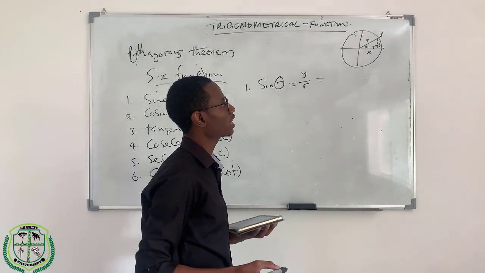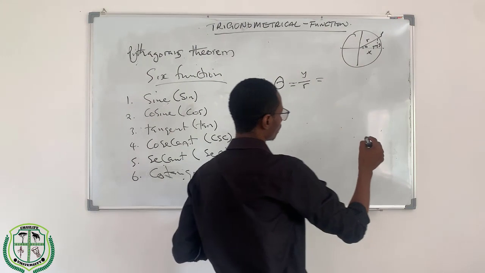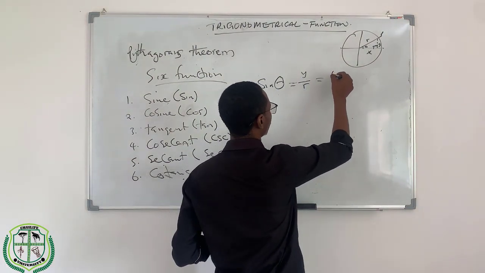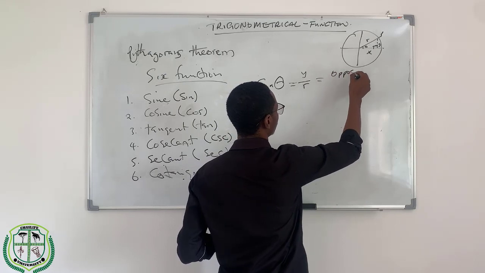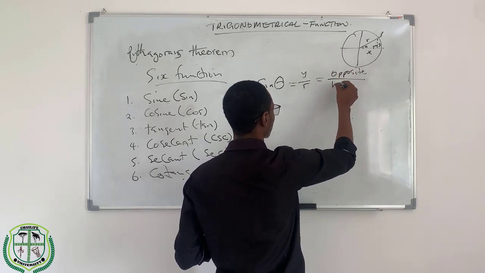And what is our y? Our y is the opposite side. Y is the opposite over r, the hypotenuse.